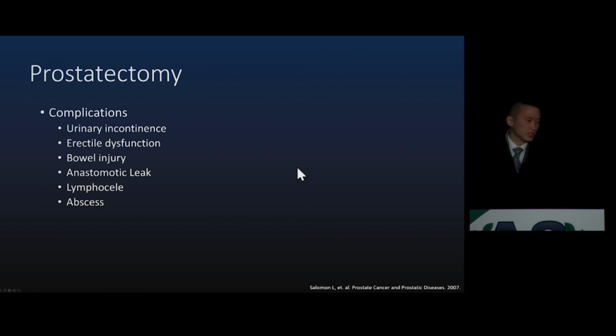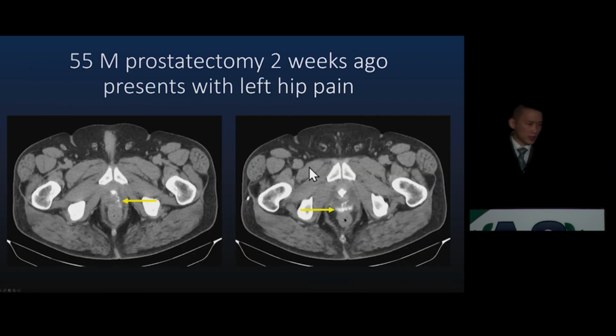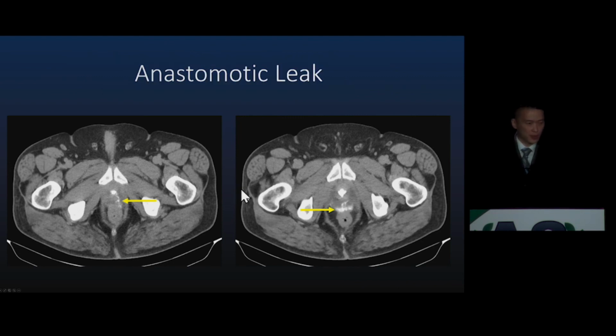Here are some of the complications. So here's our prostatectomy patient presenting with hip pain. A CT cystogram was performed, and at the level of the anastomosis, we do see this hyperdense material. This is contrast, which is extraluminal, so this is an anastomotic leak.